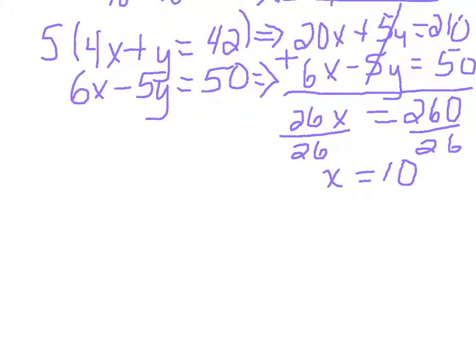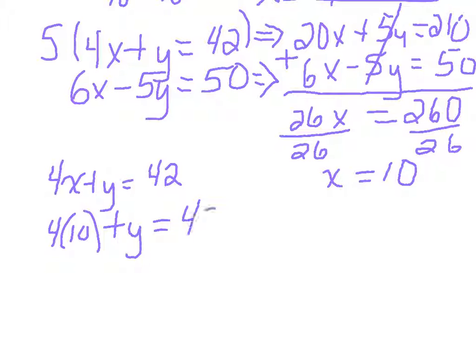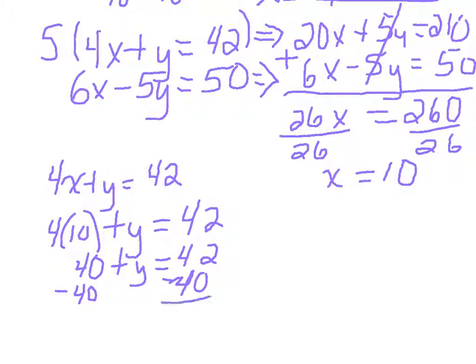We need to find our y value now. So I will take the top one, 4x plus y equals 42. I know my x value is 10, so it's 4 times 10 plus y equals 42. 4 times 10 gives me 40. And let's see, so now to solve for y, I just need to fix my little mistake there. That's 42, not 40. 40 plus y equals 42. I need to subtract 40 from both sides. That's going to give me 2, and I get y equals 2.